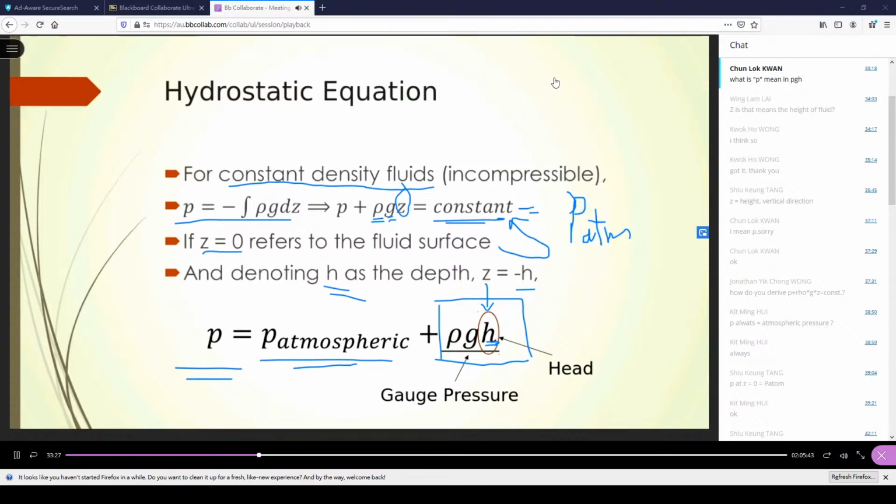Now P minus atmospheric pressure is the gauge pressure. And we call this small h the head. Usually we give it the name head. Of course, this is the depth. In later calculations, this is the gravity head.